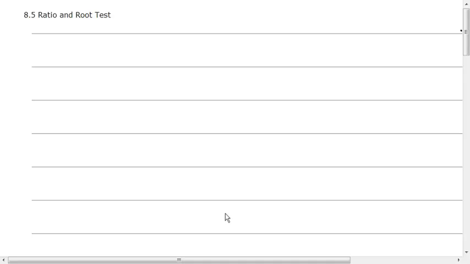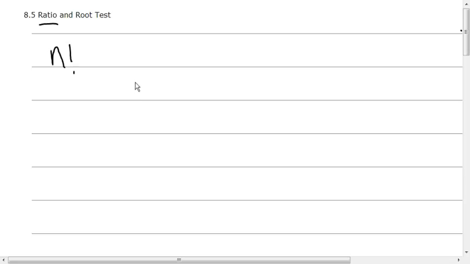Okay, before I go on to the root test, I want to cover one last point on the ratio test, and that is when you see a factorial, something like n factorial in a problem, a rational function, it's a pretty good guess that that's going to be solved by the ratio test.